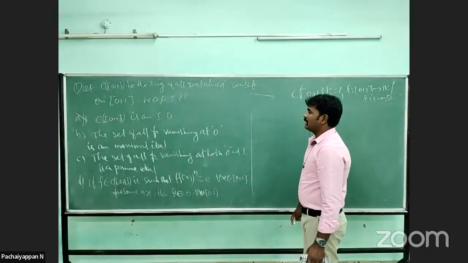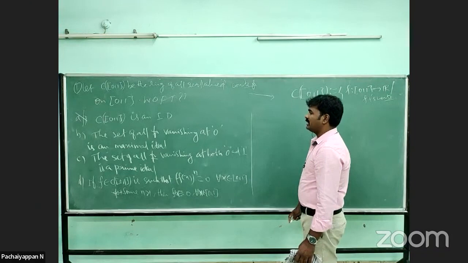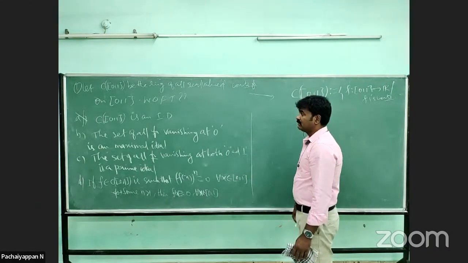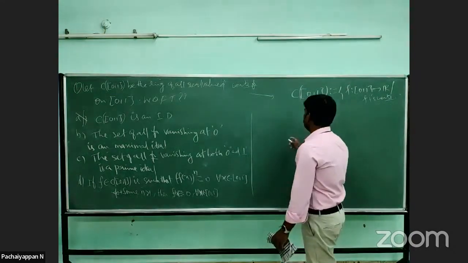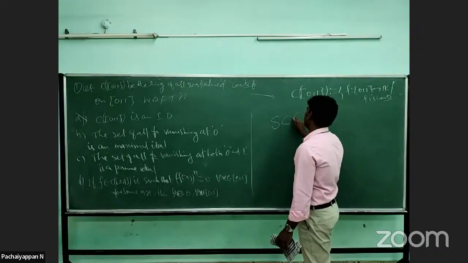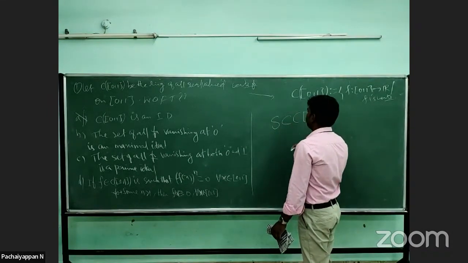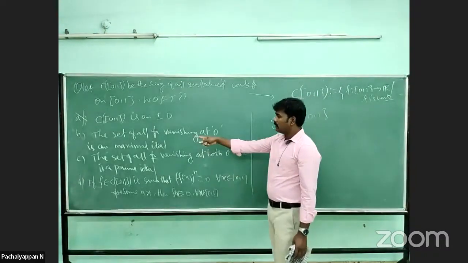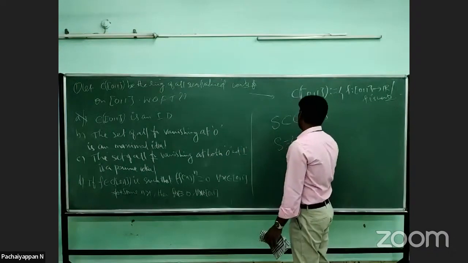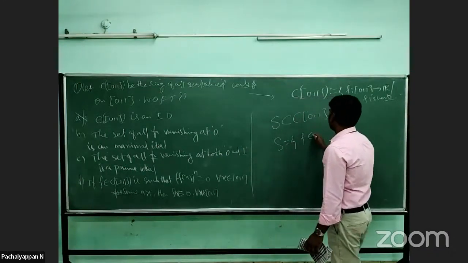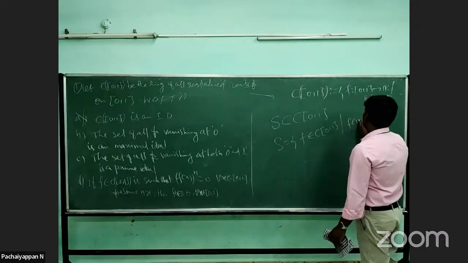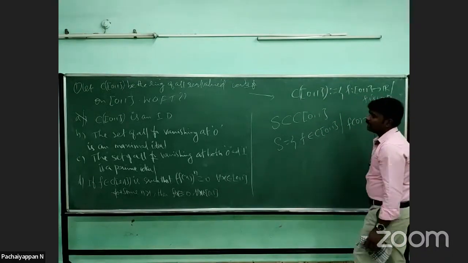So what is B? Set of all functions vanishing at zero is a maximal ideal. Do you know the meaning of this? S is a subset of C[0,1], just as I define. What is the meaning of S? Set of all f belongs to C[0,1] such that f of 0 equals 0. That is the meaning of this option B.